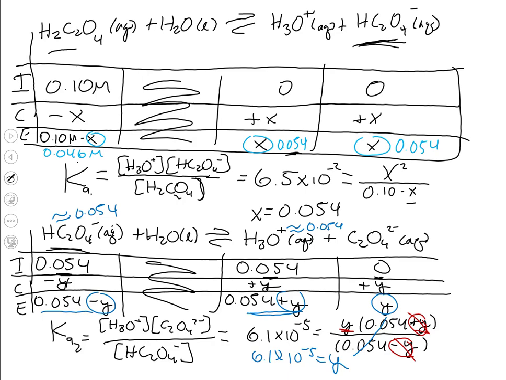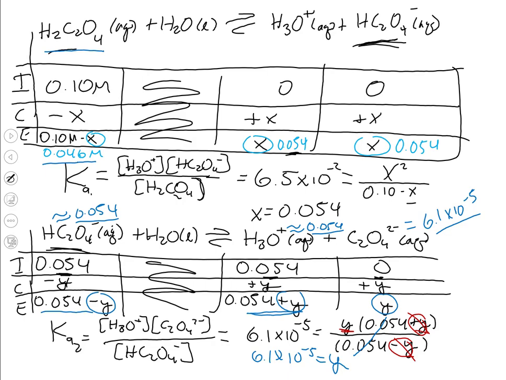But our concentration of oxalate ion is now going to be y, which is 6.1 times 10 to the negative fifth. So the question was, what are the concentrations of all species at equilibrium? Our concentration of oxalic acid is 0.046, and then our concentration of the hydrogen oxalate is 0.054, hydronium 0.054, and the oxalate 6.1 times 10 to the negative fifth. So there are our 4 answers.